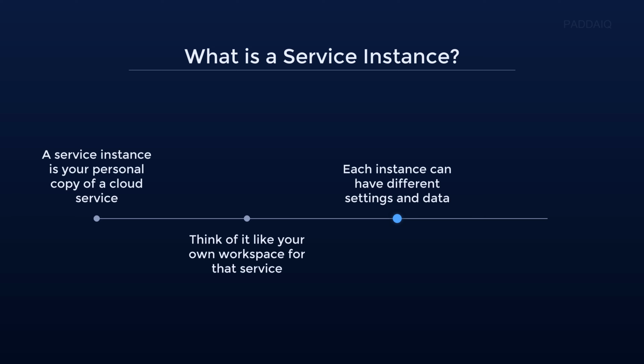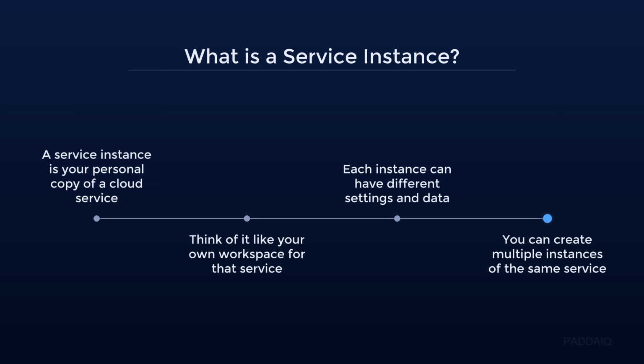Each instance can have different settings and data. This means you can create multiple copies of the same service, but configure each one uniquely to store separate information. For example, you could have one service instance for development data and another for production data, each with its own configurations. This flexibility allows you to tailor services to specific needs without interference.